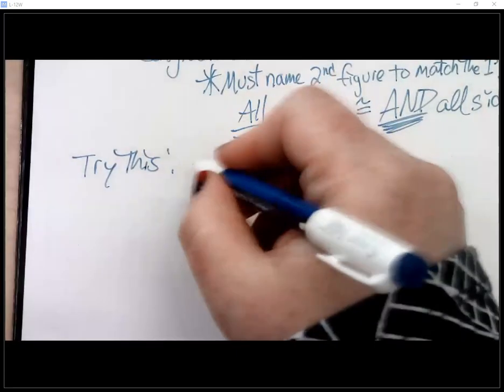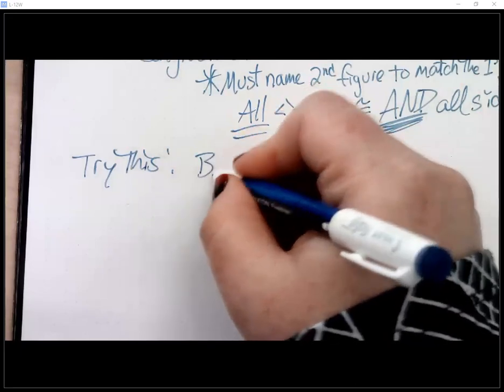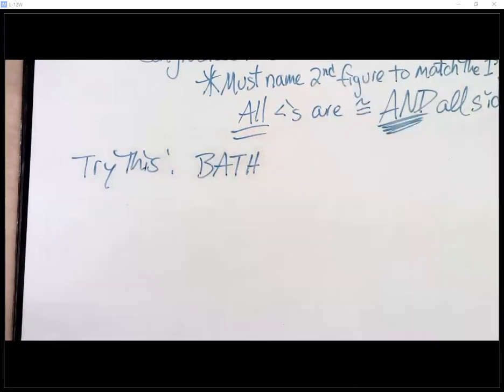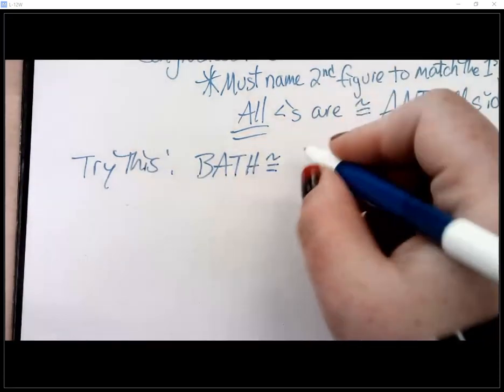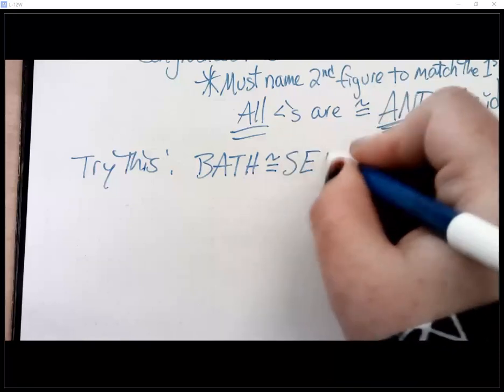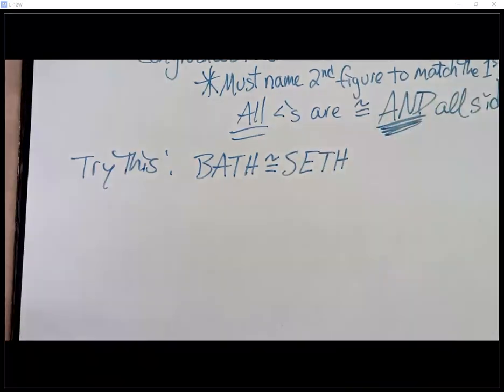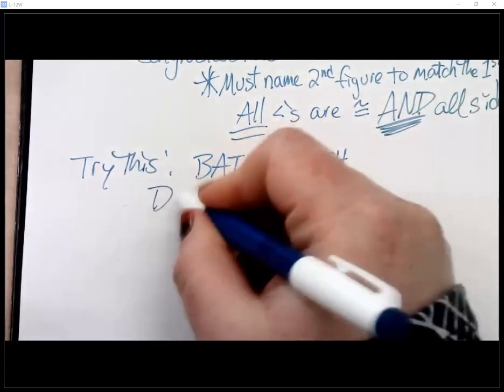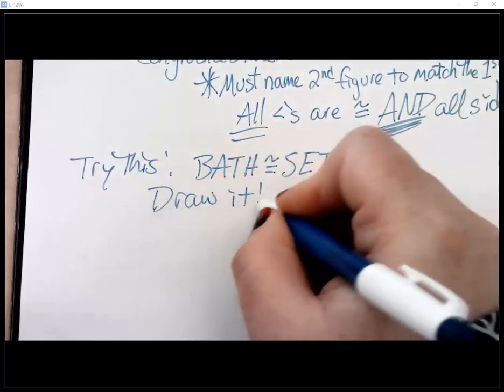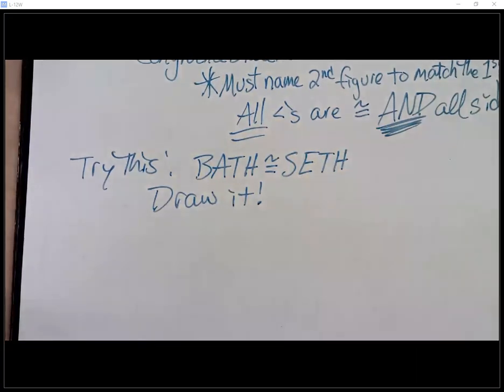If I told you that some quadrilateral with vertices BATH is congruent to SETH, can you draw me a picture that shows this? Draw me a figure BATH that is congruent to figure SETH. Noticing that the T appears in both, you can't have two separate T's. They'd have to be the same T. Oh, try it.